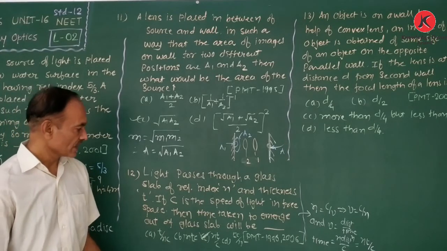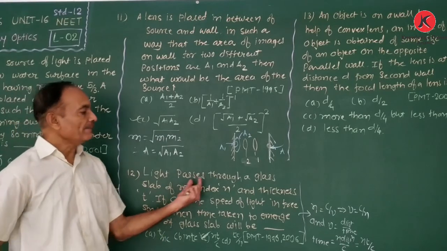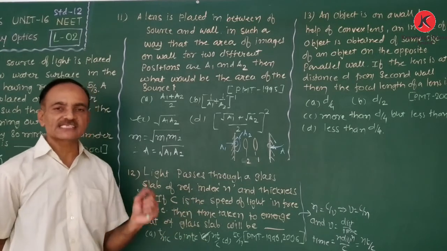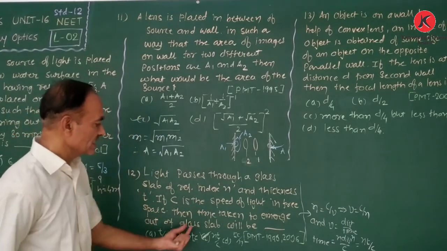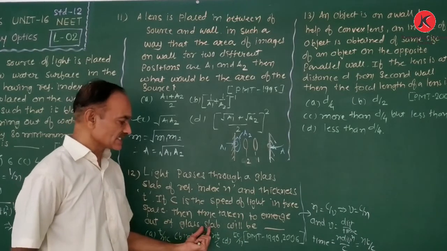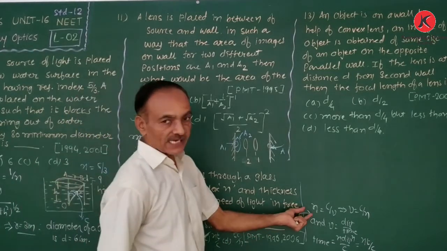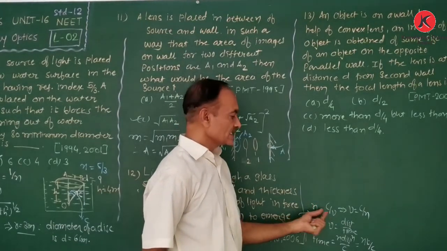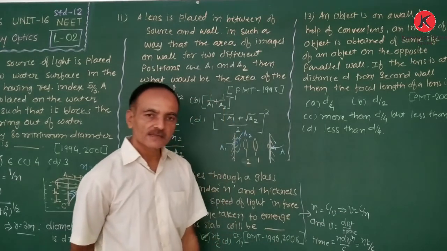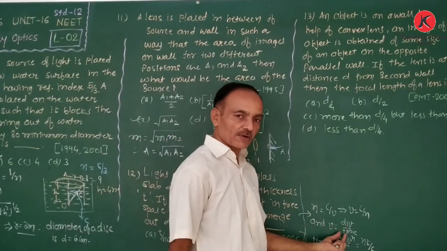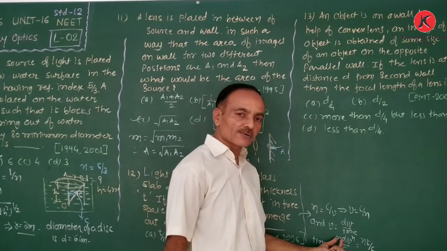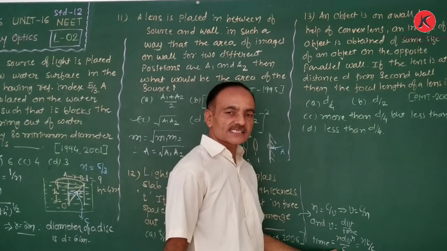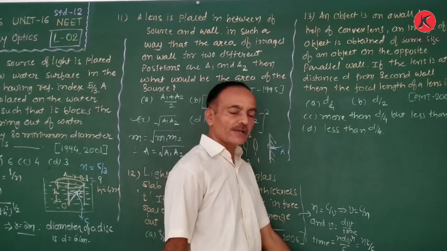Clear? Okay. Again, light passes through a glass slab of refractive index n and thickness t. If c is the speed of light in free space, the time taken to emerge out of a glass slab will be. Now we know that n is equal to c by v, that is the refractive index. Therefore, the velocity is equal to c by n. And we know that velocity is equal to distance upon time. Therefore, time is equal to refractive index into distance upon c. Now, distance is given as the thickness of the glass slab. Therefore, nt upon c.